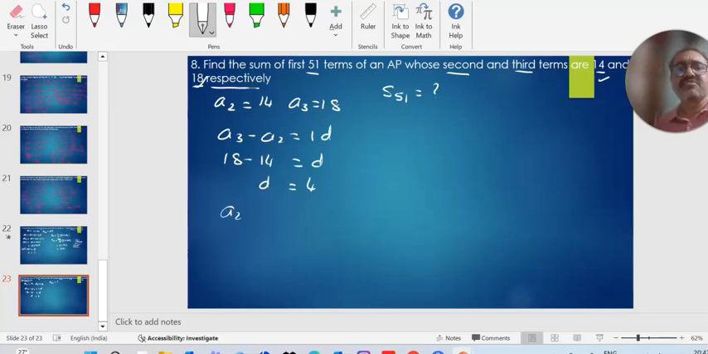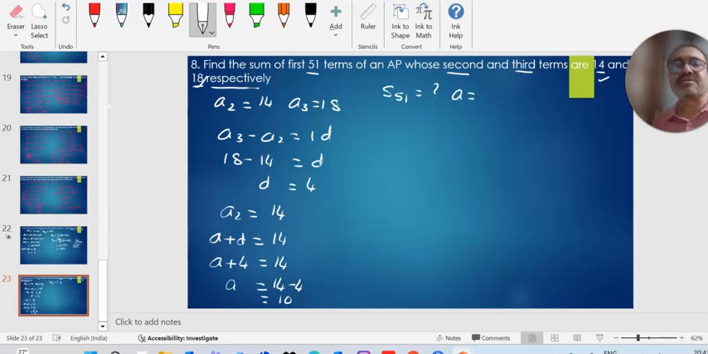Now A2 is equal to 14. A2 means A plus D is equal to 14, where D is 4. ఈ D4ని ఇక్కడ సబ్స్టిట్యూట్ చేస్తాం. A plus 4 is equal to 14. Now A is equal to 14 minus 4. Now A is equal to 10. Now we got A is equal to 10 and D is equal to 4.